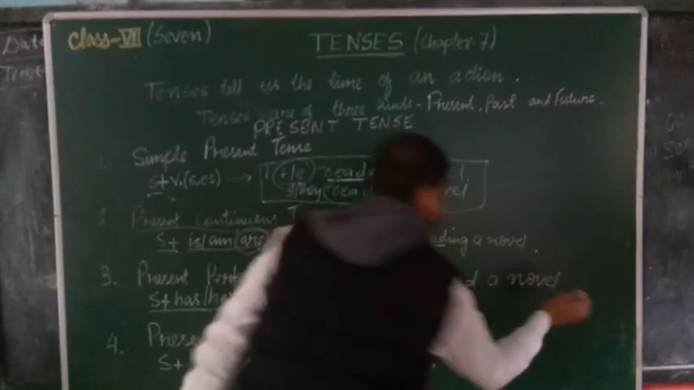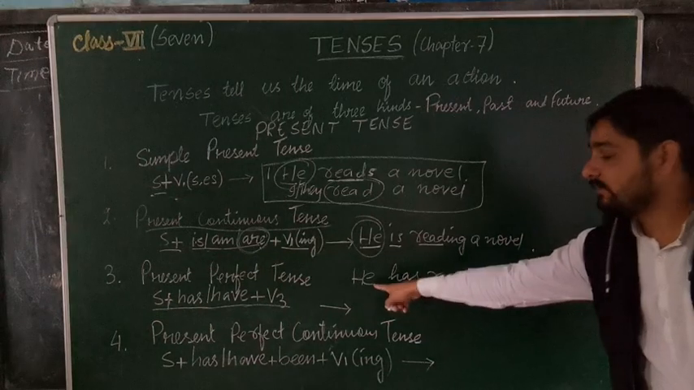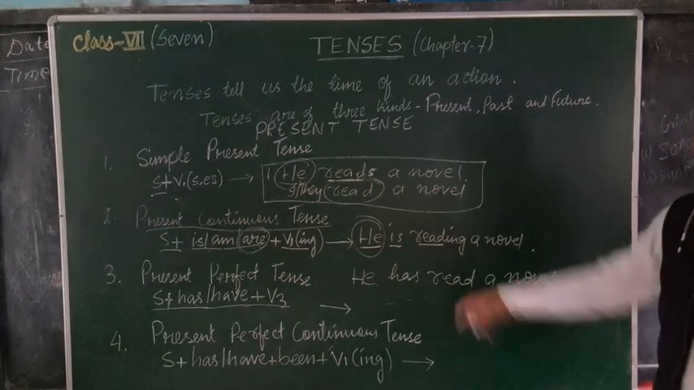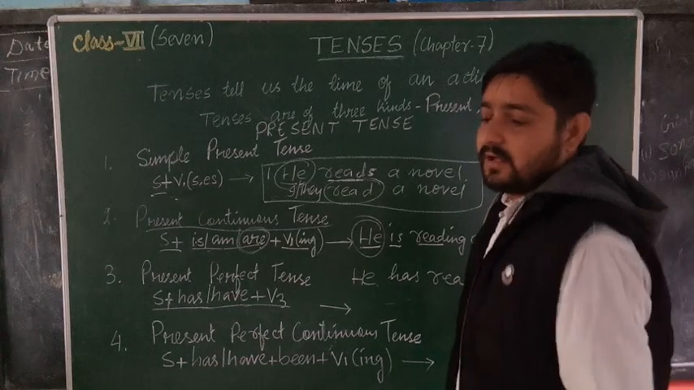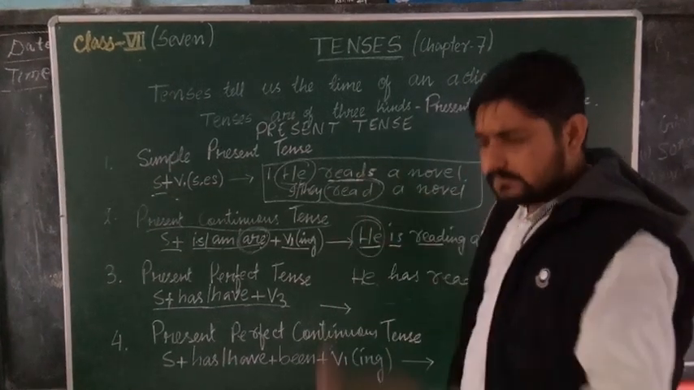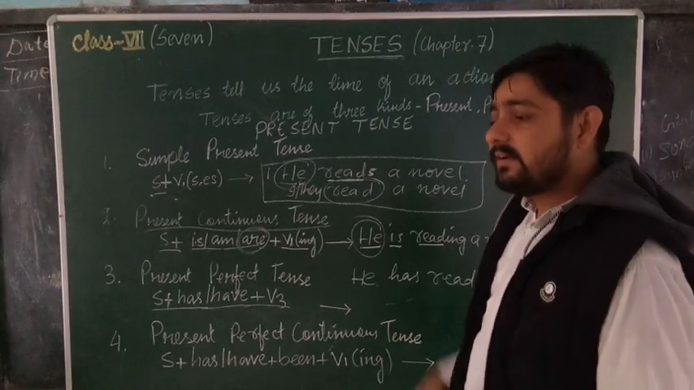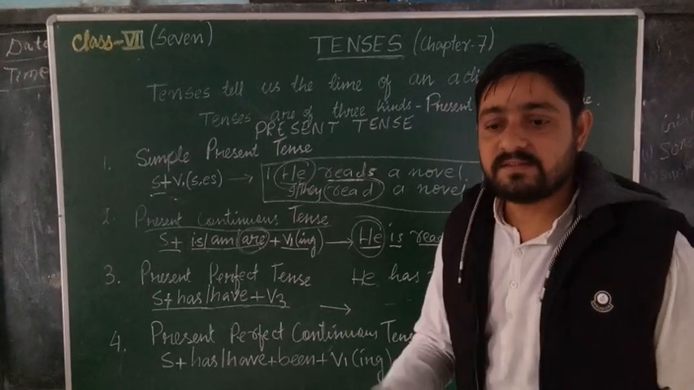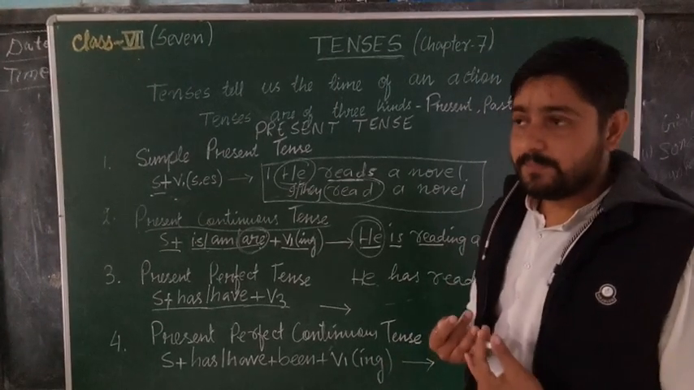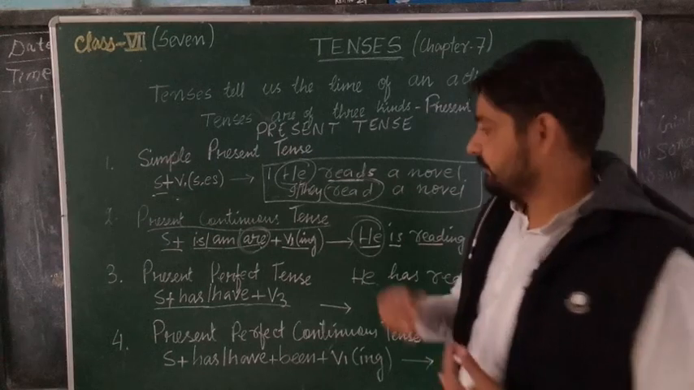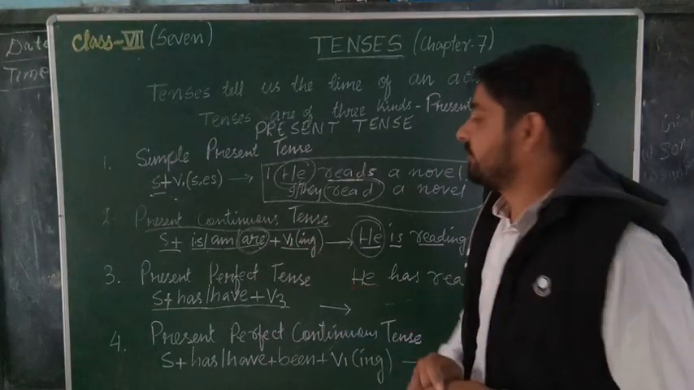He has read a novel, and when plural comes, they have read a novel. So this is present perfect tense. Present perfect tense means the actions that have been done in the past, sometimes in the past, but it continues in the present also. That type of actions we can say are in present perfect tense.